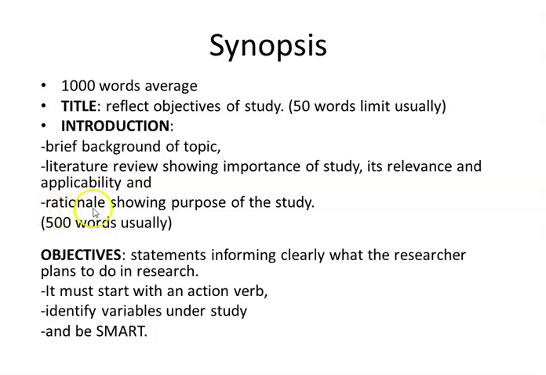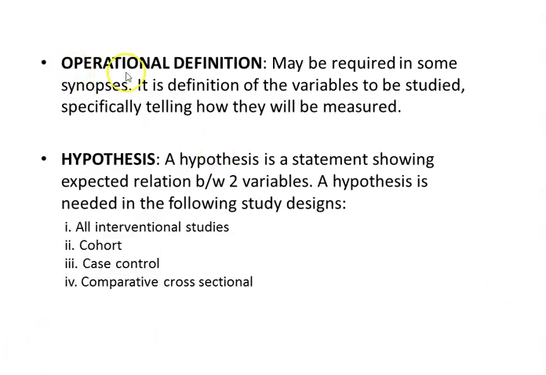Then you have to write the rationale showing the purpose or intentions of the study. The number of words can be 500 or even more than that. After the introduction, you write objectives. These are the statements that clearly inform what the researcher plans to do in the research. It must start with an action verb, it should include the name of the variable under study, and objectives should be SMART.